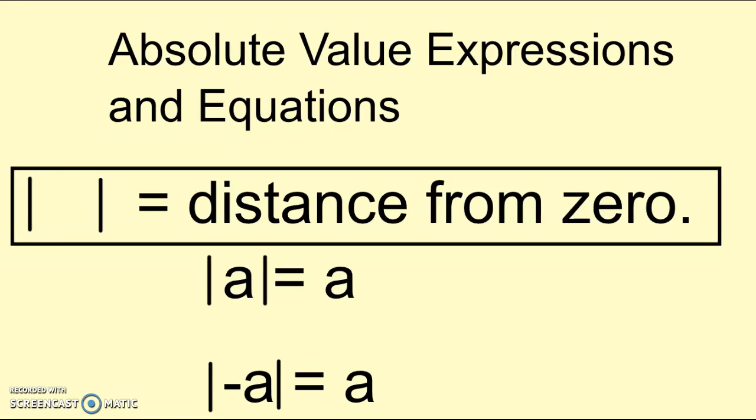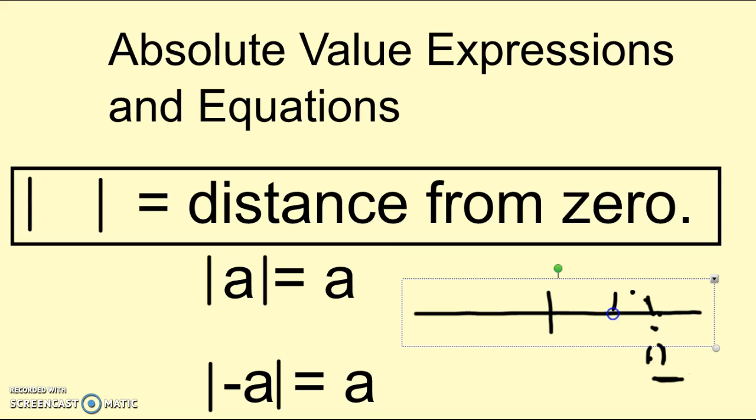Hello, today we're going to talk about absolute value expressions and we're going to solve equations. So if you remember, the absolute value of something is just the distance from zero. If we say the absolute value of 2, well, here's 2, it's 2 hops from 0. And the absolute value of -2, this is really messy.